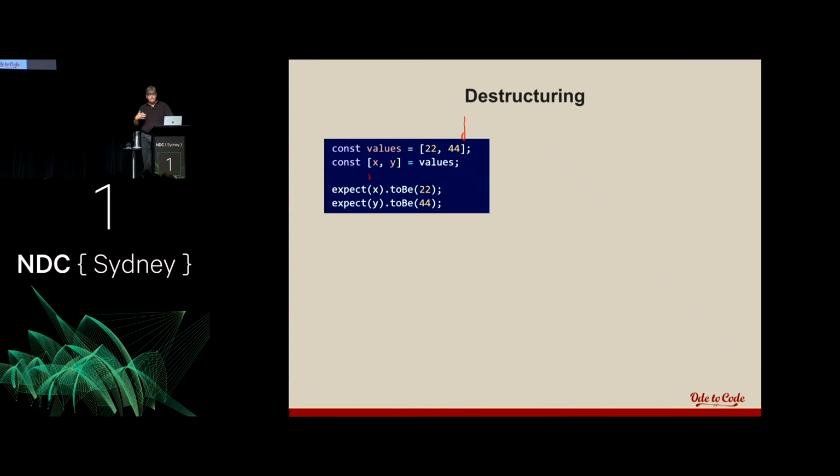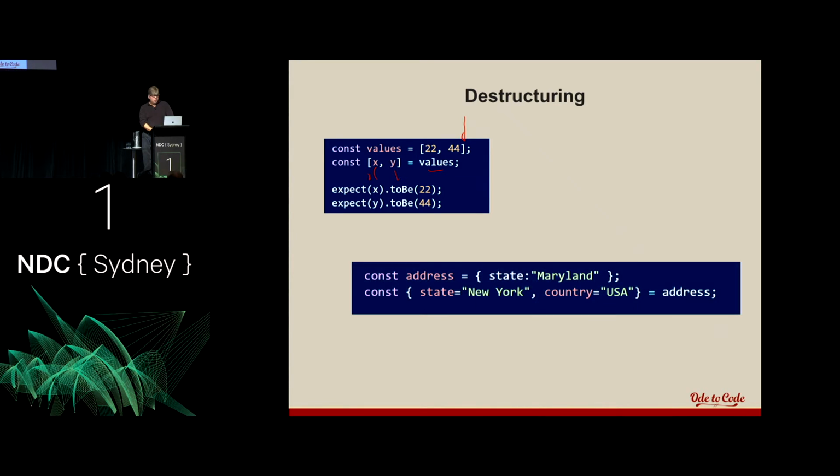So it's creating new variables, x and y, and then it's trying to pull, in this case, element sub 0 and element sub 1 out of whatever's on the right-hand side. So I would get out of this bit of code, x is 22 and y is 44. Very good. That one's a simple example. But you can get a little bit weirder.